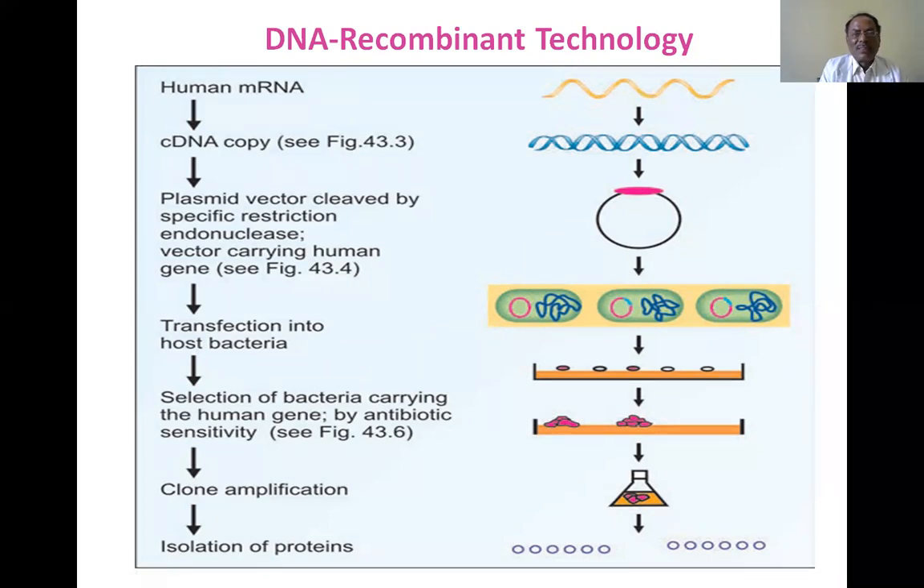Now, what is called a vector? The plasmid is called a vector. So plasmids, cosmids, and various other ones can be used as vectors.